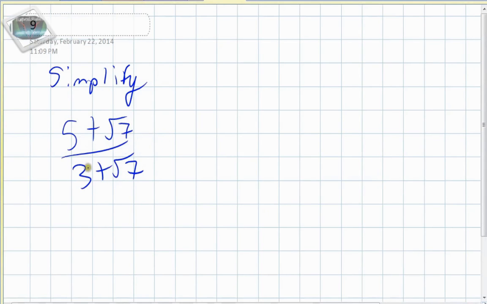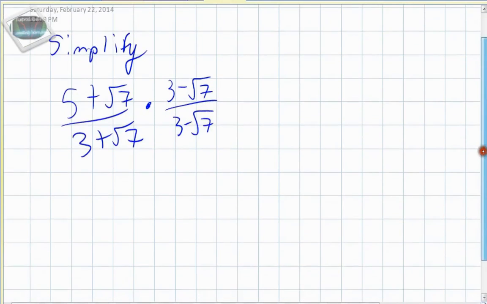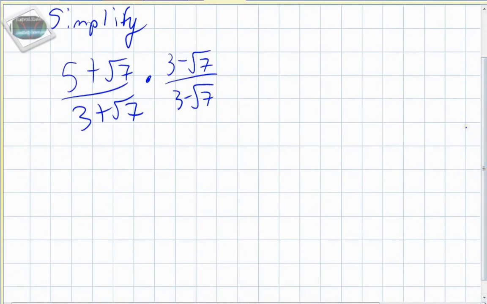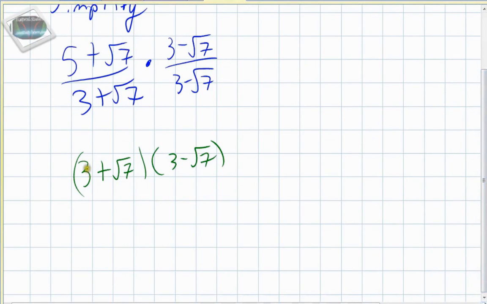Okay, so we can multiply by 3 minus the root of 7, and you're going to see why this is favorable. Okay, so let's just work on the denominator right now. I'll pick another color, green. 3 plus the square root of 7 times 3 minus the square root of 7. Let's just go ahead and multiply these out.